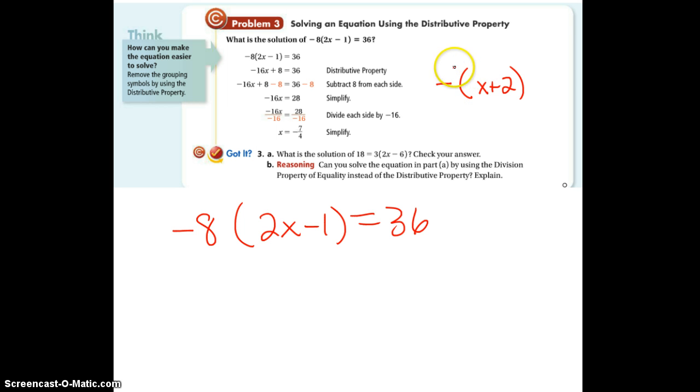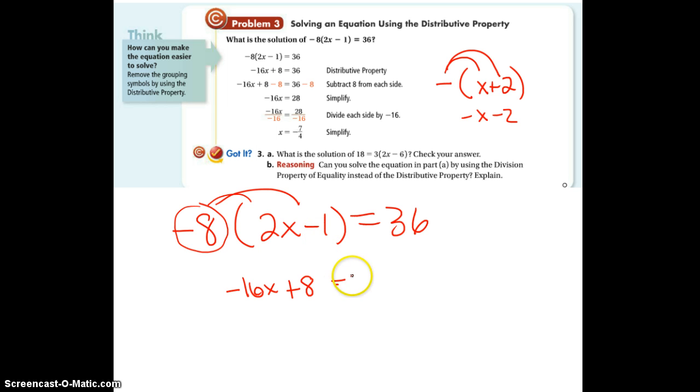So in this case, I would distribute the negative to each of these and get negative x minus 2. In this case down here, though, I'm going to distribute the negative 8 and get negative 16x plus 8, because it would be negative 8 times negative 1. All right, and now we have a basic two-step problem. Subtract the 8 from both sides. Remember, we're trying to isolate the variable. And then divide both sides by negative 16.